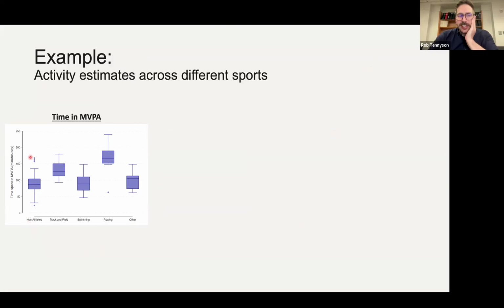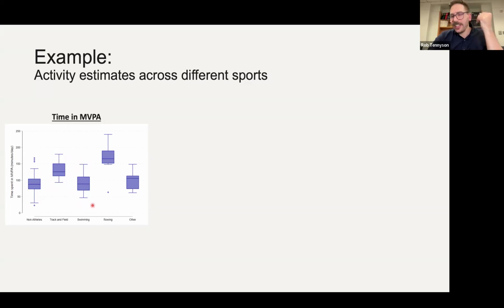And so here we have non-athletes in this first box plot. The y-axis is the actual time spent in minutes per day. So if someone said it was at 100 minutes for moderate to vigorous physical activity, that was their average time spent per day in moderate to vigorous physical activity over the course of the week. So you can see that non-athletes are right here, one of the lower groups, I think, as you'd expect, because they're not Division I athletes who need to train for their job. Track and field athletes are kind of the second highest group.